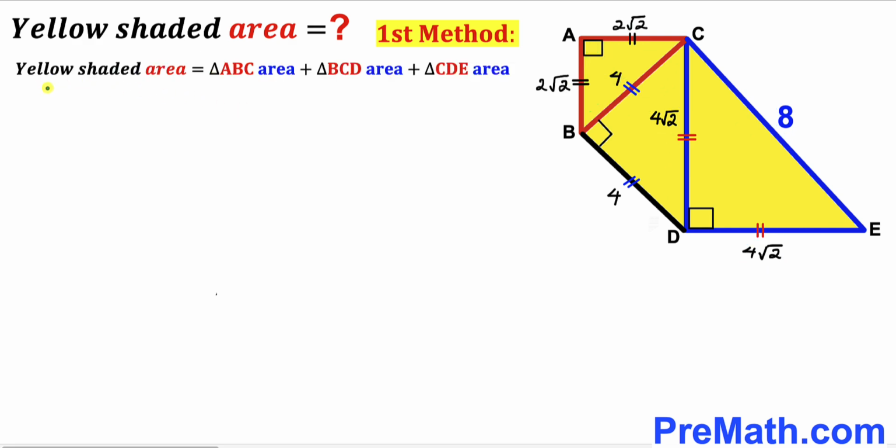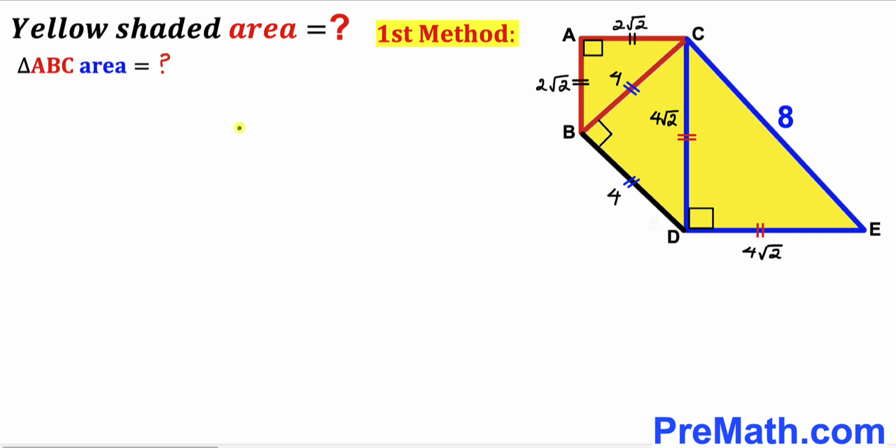Now let's make an observation. We can see that the yellow shaded region area is equal to the sum of these three triangle areas: the triangle ABC area plus the triangle BCD area plus the triangle CDE area as well. So now our task is to calculate the area of all these individual triangles. First we are going to calculate the area of this tiny right triangle ABC. Let's recall the area of a triangle formula.